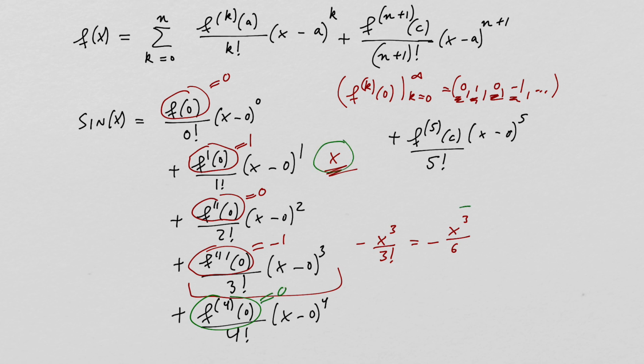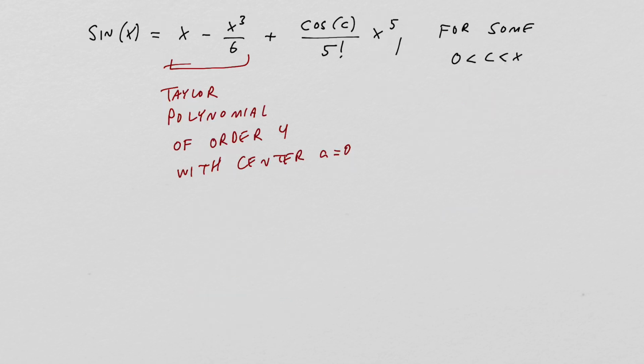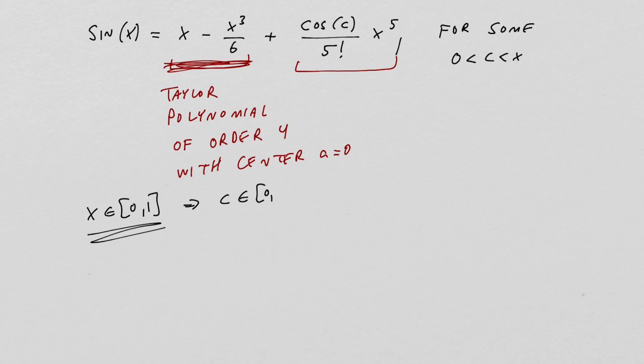So this is all what we obtained, and for the error term we have the fifth derivative of our function, which will be equal to cosine of x, and we evaluate it at some point c. c is between 0 and x. So here is our Taylor polynomial for sine and the error term. If our variable x is on this interval, it means that our value c will be also in this interval.